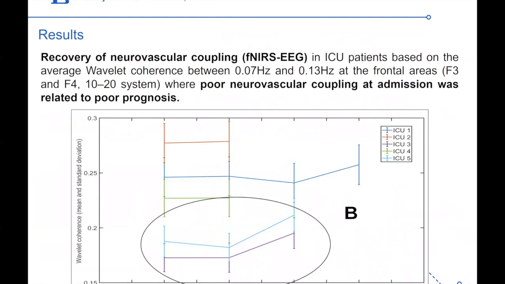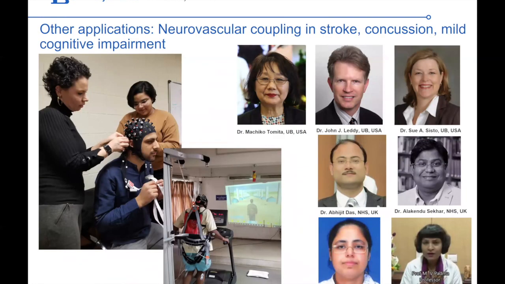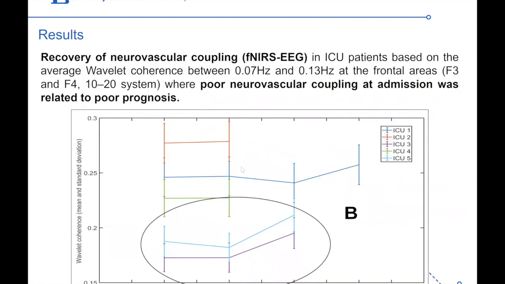The other thing I wanted to show is the initial neurovascular coupling. The patients whose neurovascular coupling was good initially, based on the wavelet coherence between 0.07 hertz and 0.13 hertz in the frontal area, all recovered consciousness. However, unfortunately, the patients who had poor neurovascular coupling at admission had a poor prognosis and didn't recover consciousness. This is one of the things we are now looking into with a larger data set.